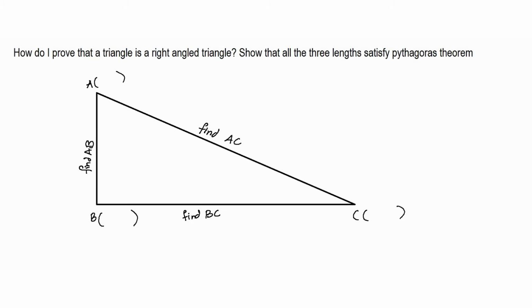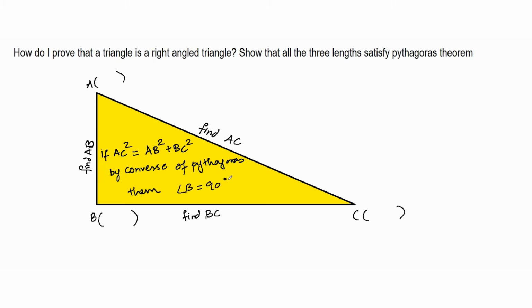And if AC square is equal to AB square plus BC square, then I know that by converse of Pythagoras theorem, I can say that angle B is equal to 90 degrees. So to show that a given triangle is a right angle triangle, I can definitely use the converse of Pythagoras to prove it. And of course, how can I find the lengths of the sides? Using the distance formula. So using the distance formula, we can definitely identify the nature of the shapes.